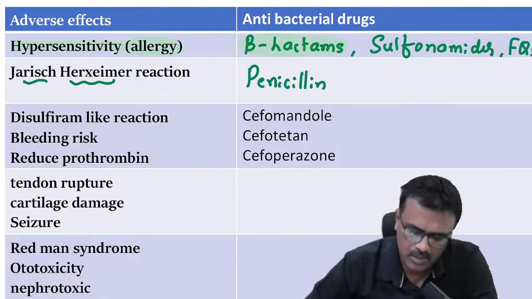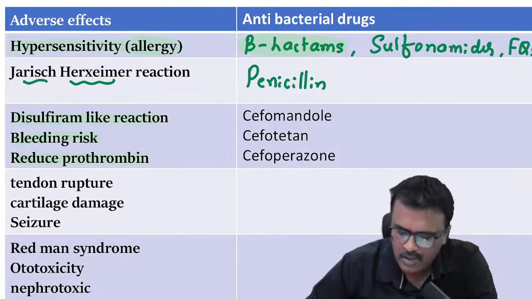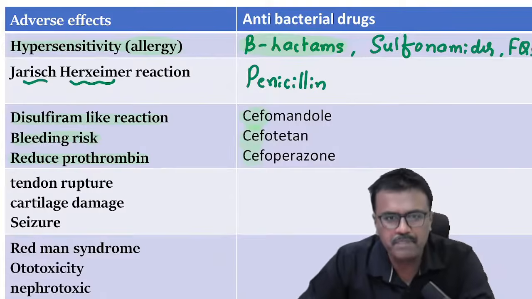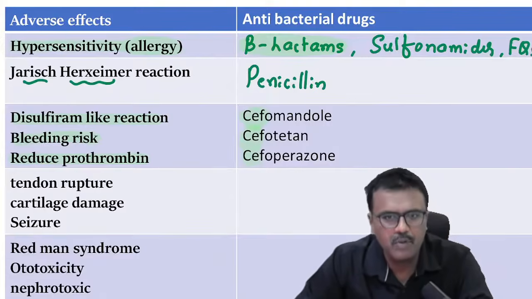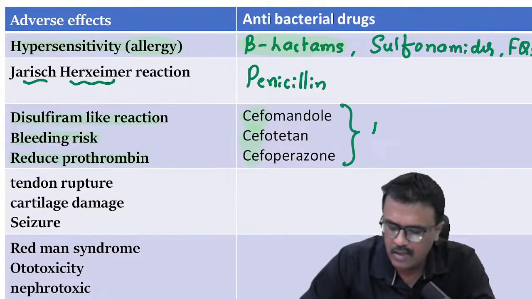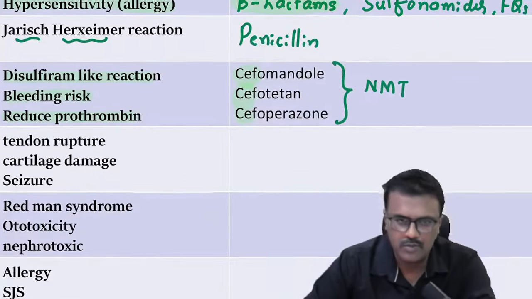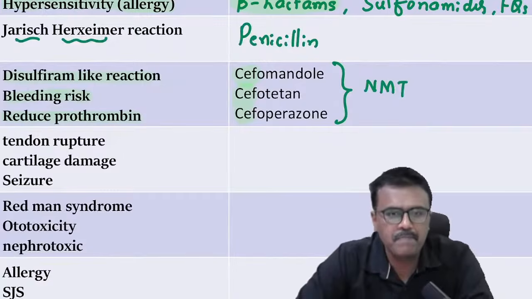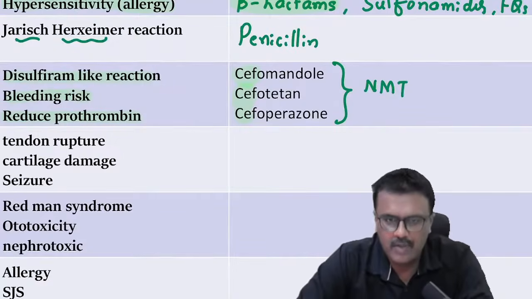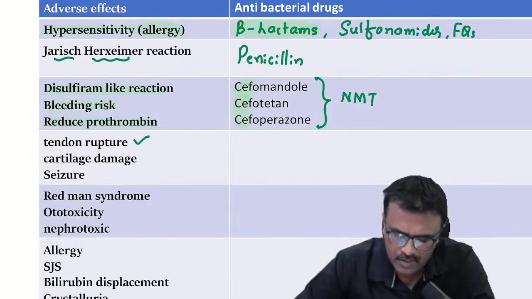Now, which drugs can cause disulfiram-like reaction, bleeding risk, and reduced prothrombin? The names are all cephalosporins: cefamandole, cefotetan, cefoperazone. Why only these three? Because they contain a structure that is called N-methyl thiotetrazole. They contain NMTT, N-methyl thiotetrazole.